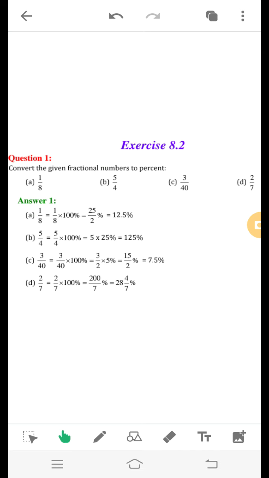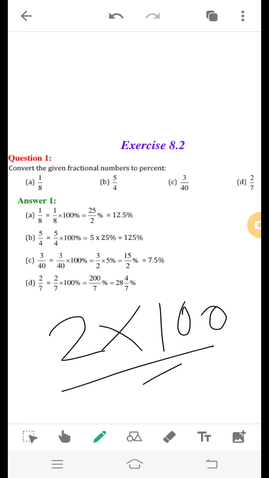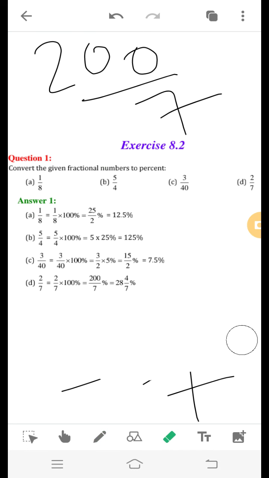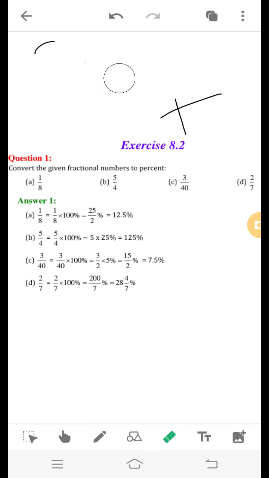Now the fourth one, 2 upon 7, multiply 2 upon 7 with 100. So it's 2 multiply 100 divide 7. So 2 multiply 100, it's 200 divide 7. Now divide this 200 divide 7. So your answer is 28 4 upon 7 percent.